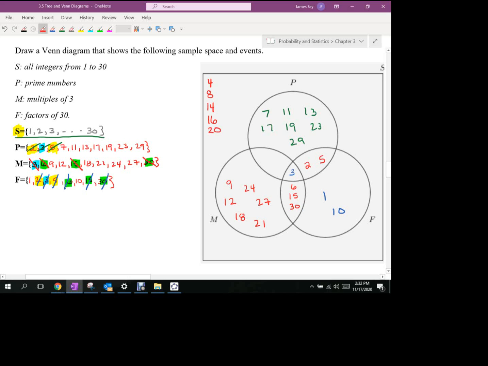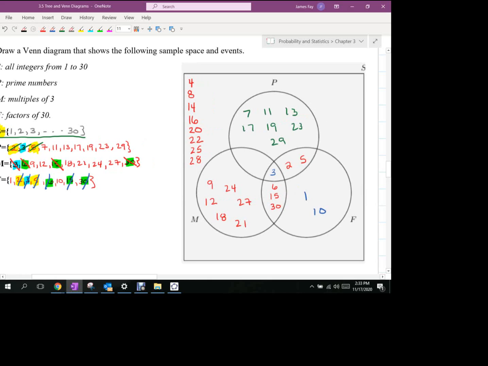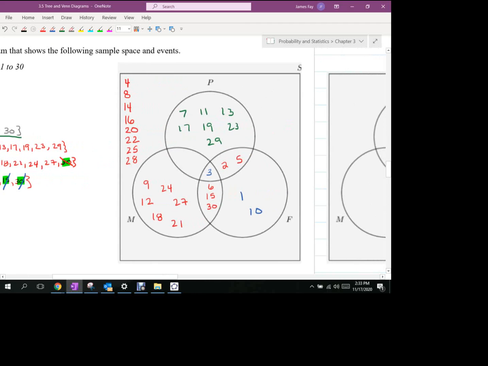21. 23 is a prime. 24, 25. 25 didn't make it, right? 26, 27, 28. So those would be the values that are in my sample space, but are not prime, are not a multiple, or are not a factor. Yeah, 26 is in there. Did I miss 26? Yeah. Well, thank you. You're welcome.